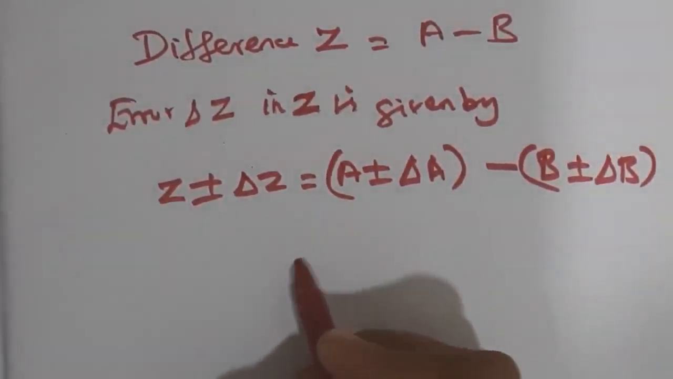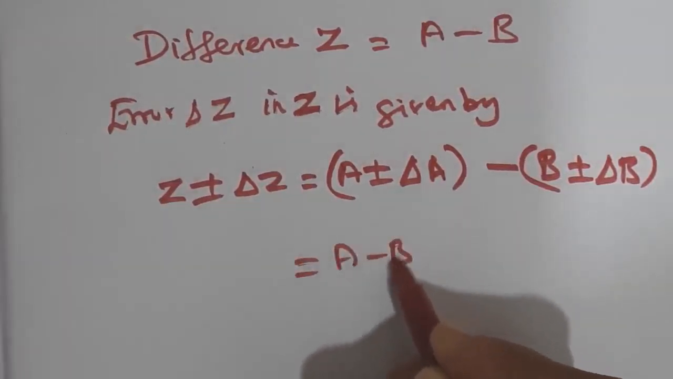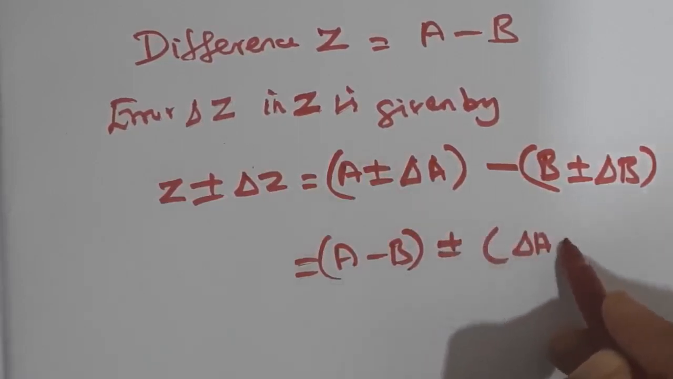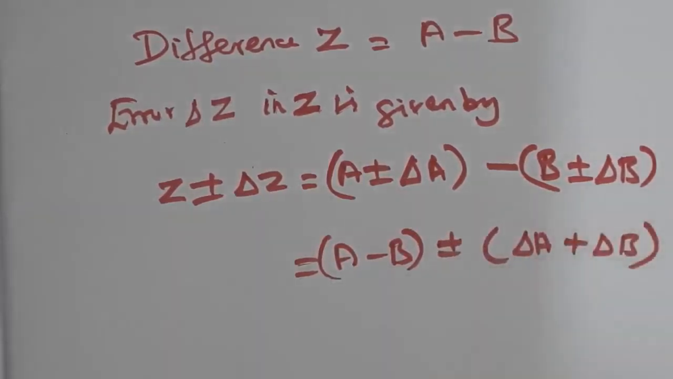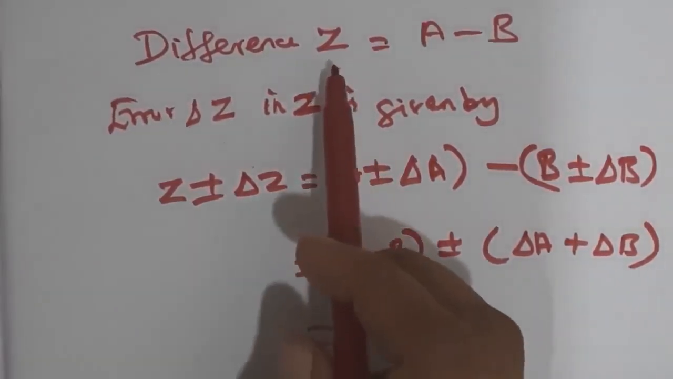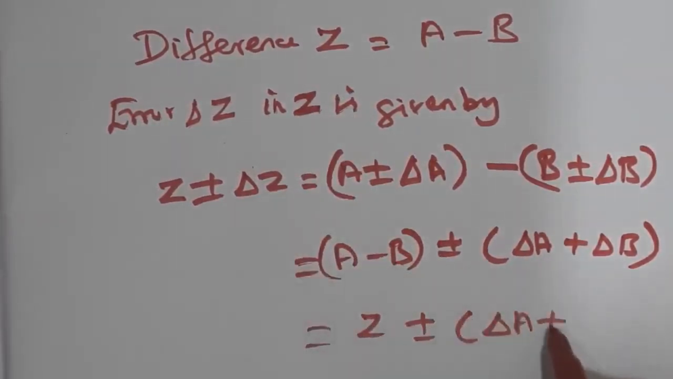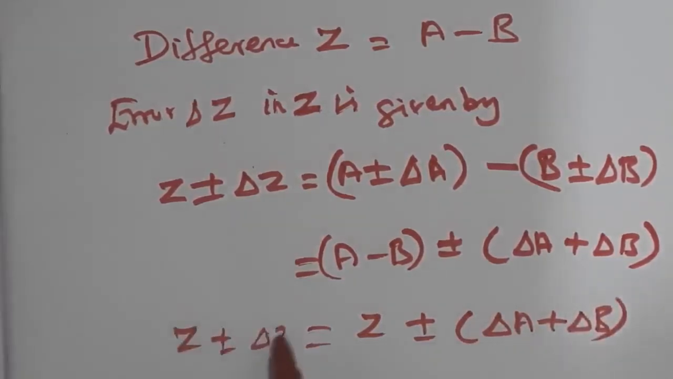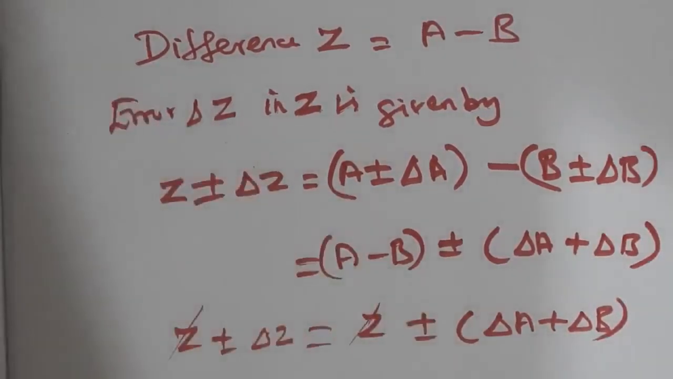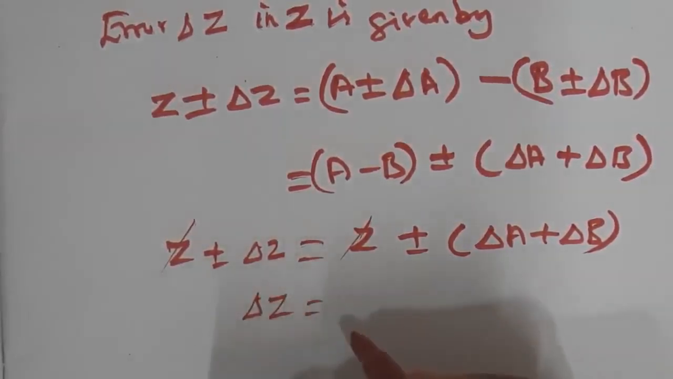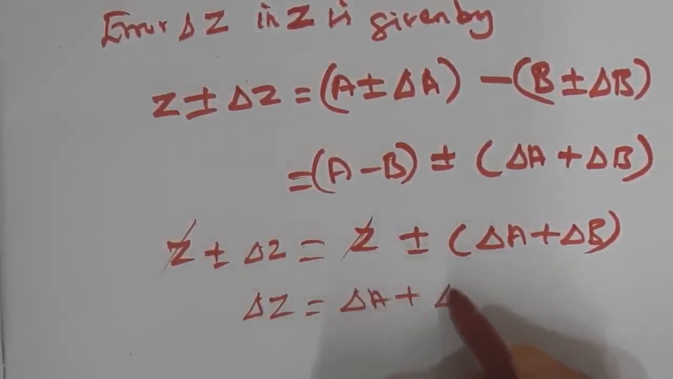Now we can write A minus B plus or minus delta A plus delta B. So what is A minus B? Z. So Z plus or minus delta A plus delta B. So this is Z plus or minus delta Z. So the error delta Z is equal to delta A plus delta B.